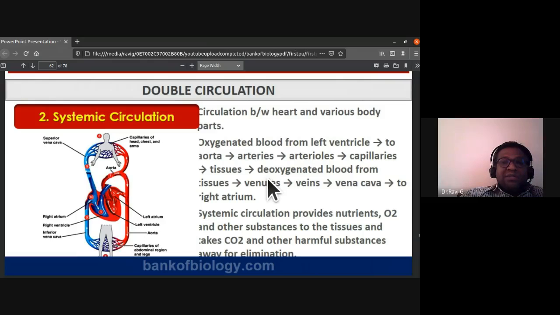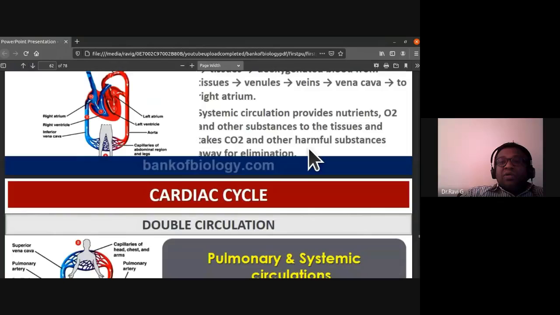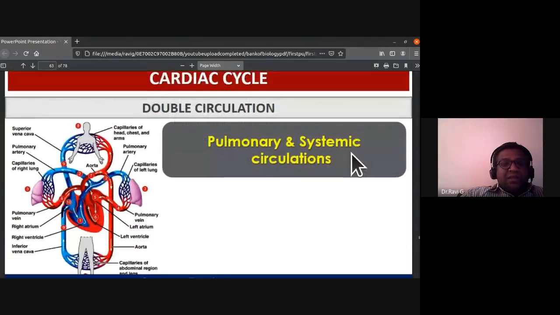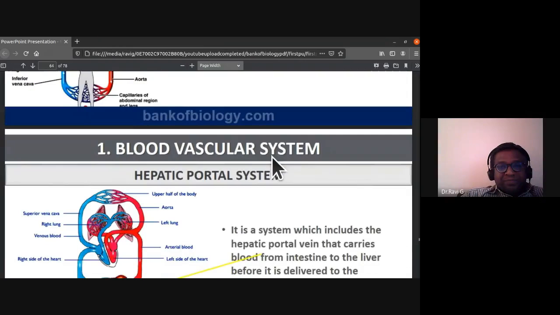So we discussed that the double circulation has pulmonary circulation and systemic circulation. Pulmonary circulation is also called minor circulation. Systemic circulation is called major circulation, wherein the blood is supplied to all the various body parts. So the double circulation involves pulmonary and systemic circulations together.